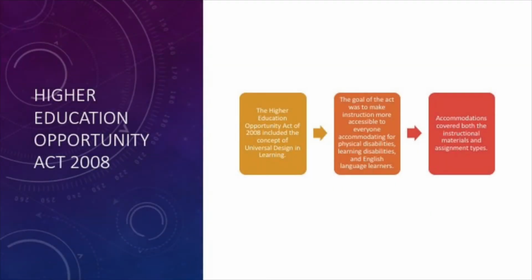The Higher Education Opportunity Act of 2008 included the concept of universal design and learning, and the goal of the act was to make instruction more accessible to everyone, accommodating for physical disabilities, learning disabilities, and English language learners. And the thing is, the accommodations cover both the instructional content, but also how students turn work in, the types of assignments, so that we start providing options for students so that they have the best chance of being successful in the course.